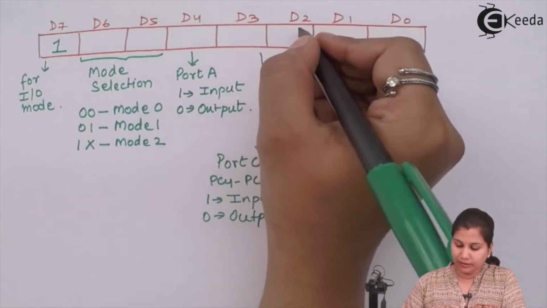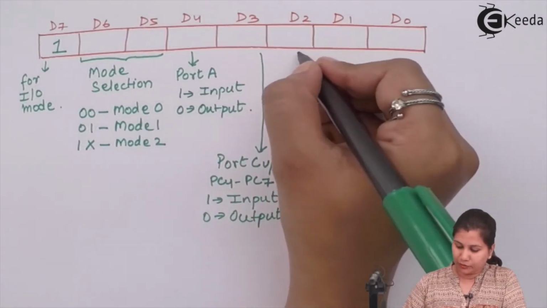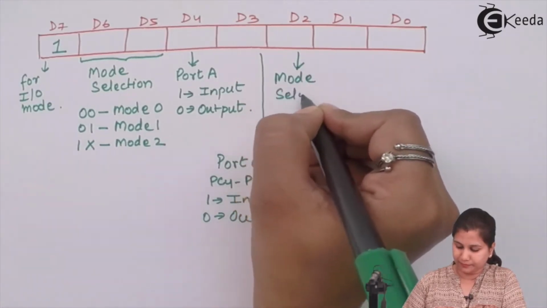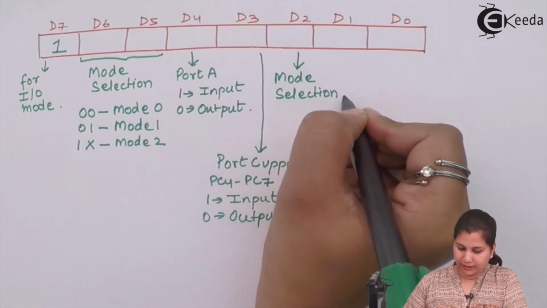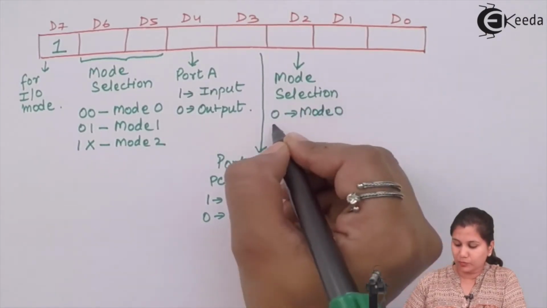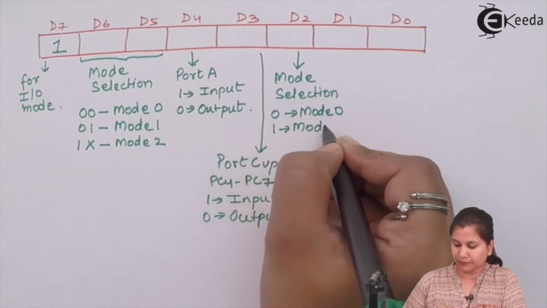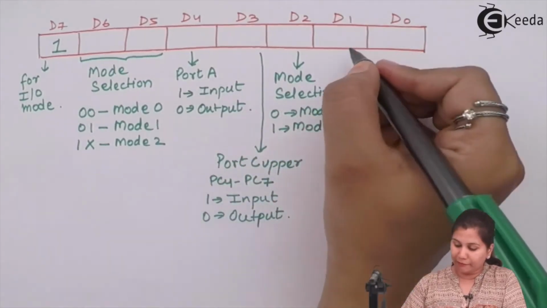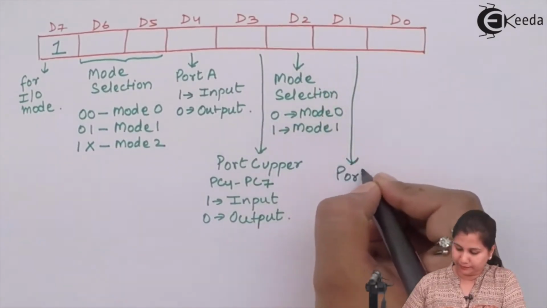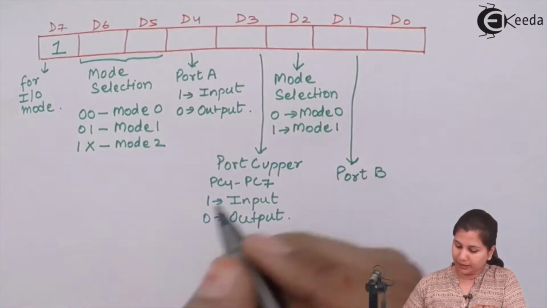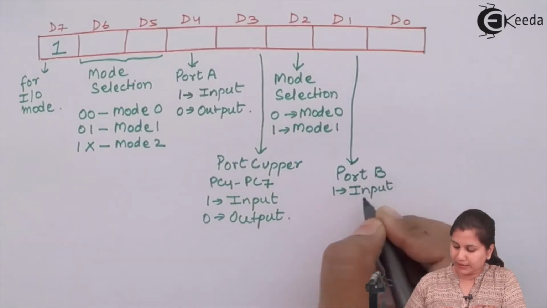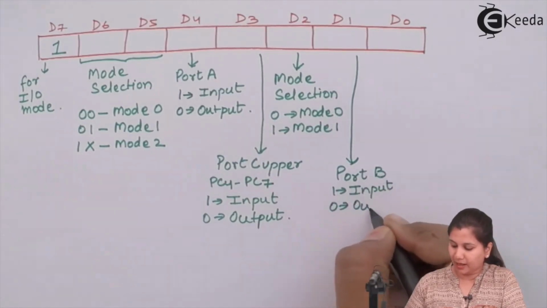Now comes the D2 bit. This D2 bit is again for the mode selection. If this bit is 0, then mode 0 will work. If this bit is 1, then mode 1 will work. Then we have bit D1. The D1 bit is for port B. If this bit is 1, then port B will act as an input port. If this bit is 0, then port B will act as an output port.